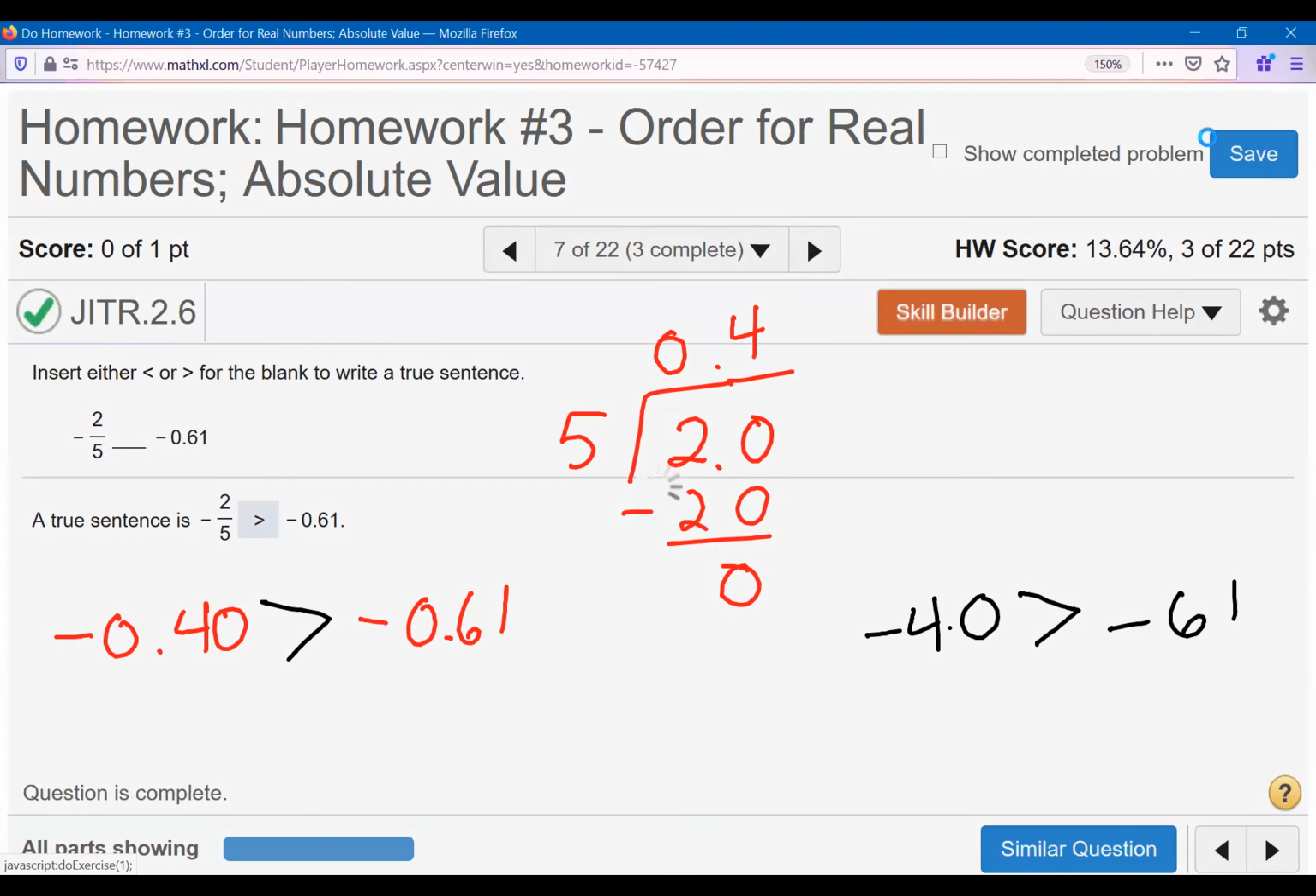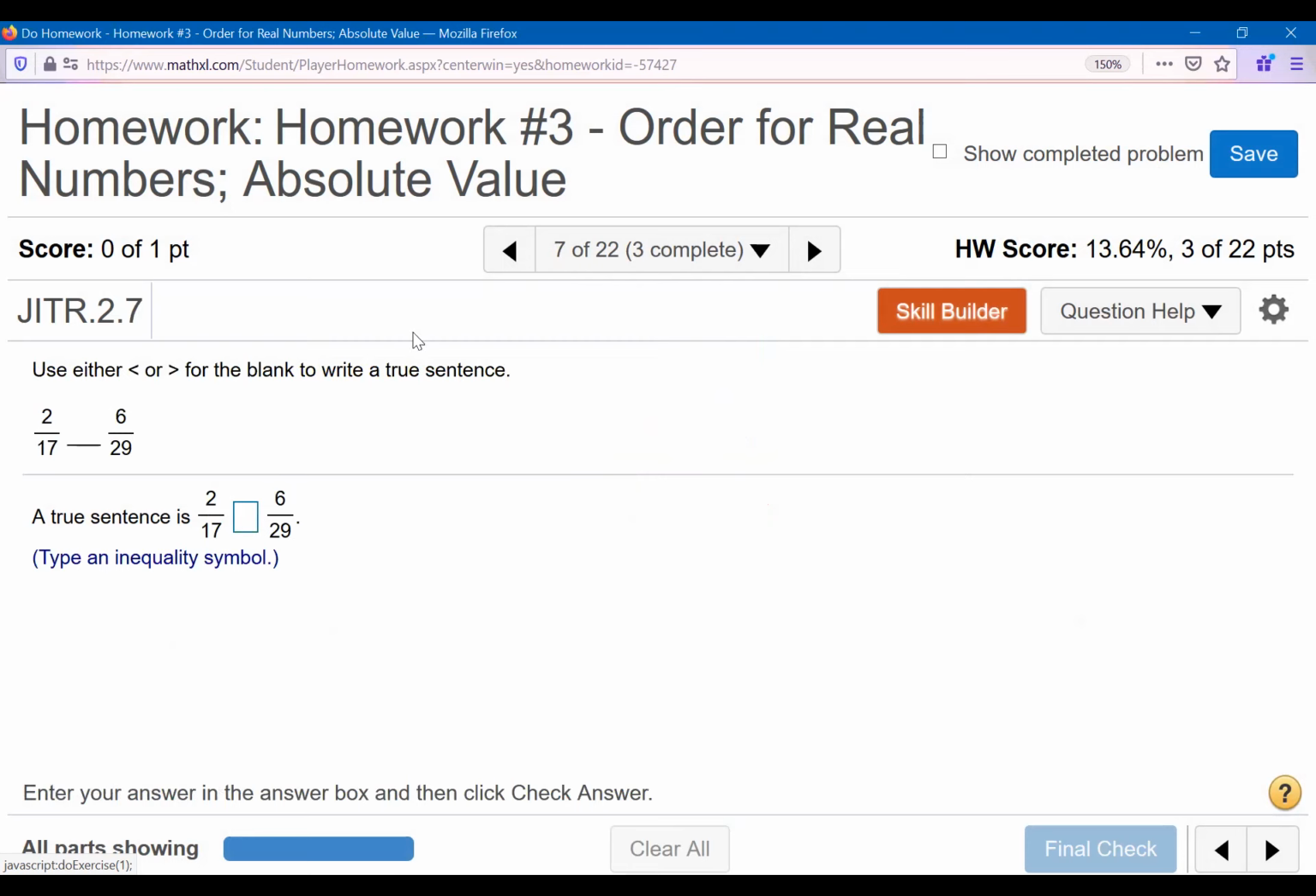Okay. Here we go. This is a harder one I was thinking of. This is number 7. We're comparing two fractions, 2/17 compared with 6/29. Okay, so the common denominator would have to be 17 times 29, whatever that is. It's a little bit bigger than I want to go, because remember, we're not using calculators yet.